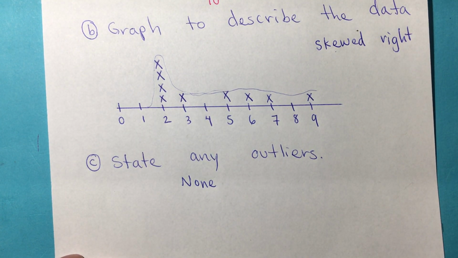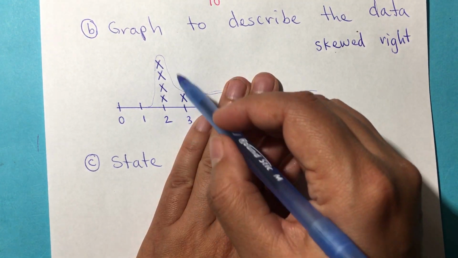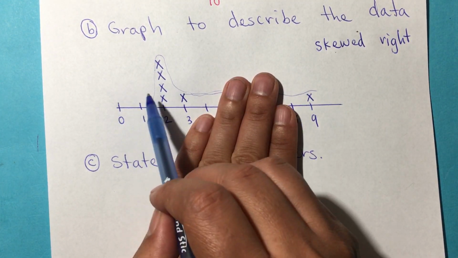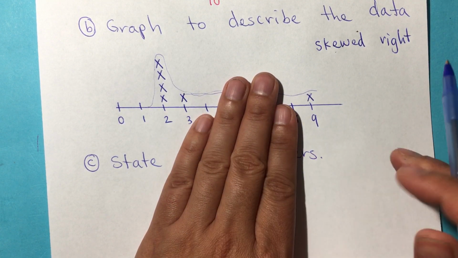Outliers, as it says, is a number that is much larger or much smaller than the rest. Now if we only had these numbers here and more in 1 and 0, then 9 will be a little far from all of them.